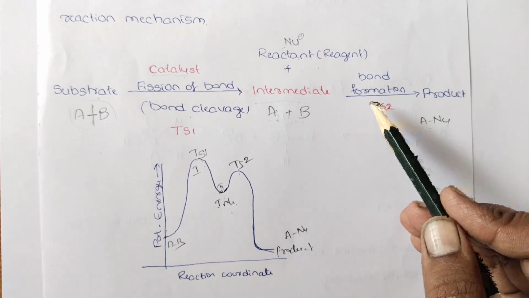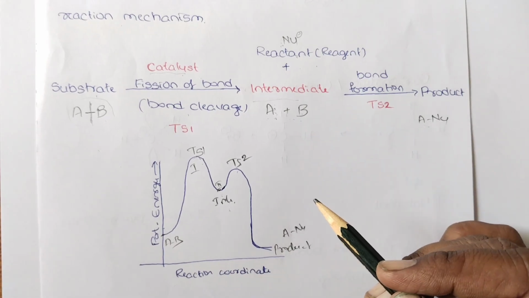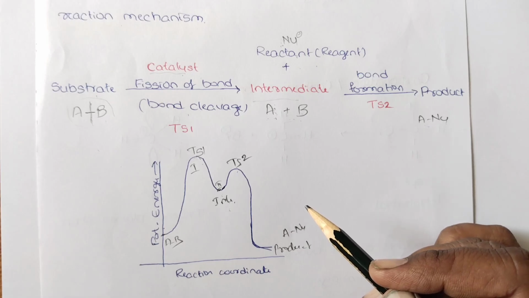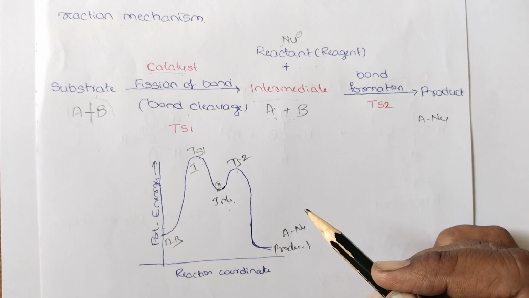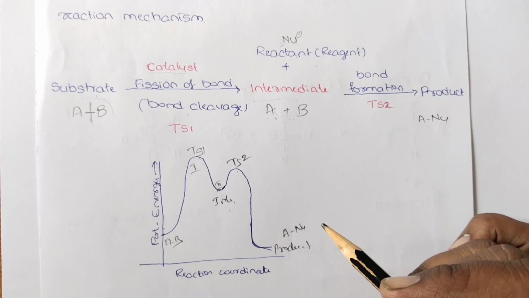Okay, so now we shall discuss these intermediates. As you know, there are the carbocations, carbanions, free radicals, carbenes, nitrenes, benzynes, and ylides. Okay, these are the common intermediates you can find in the organic reactions.